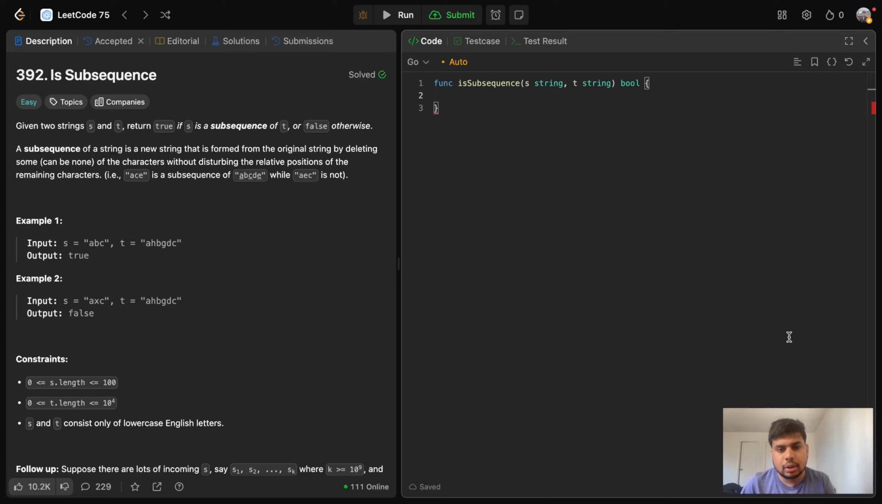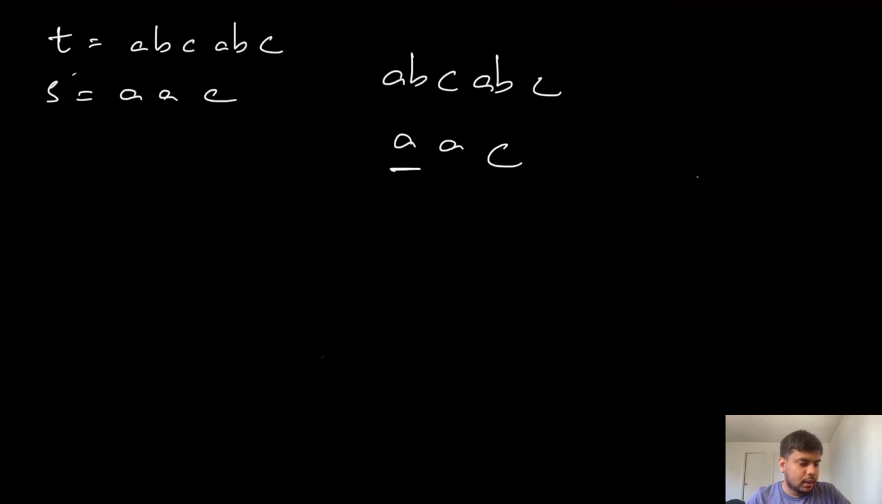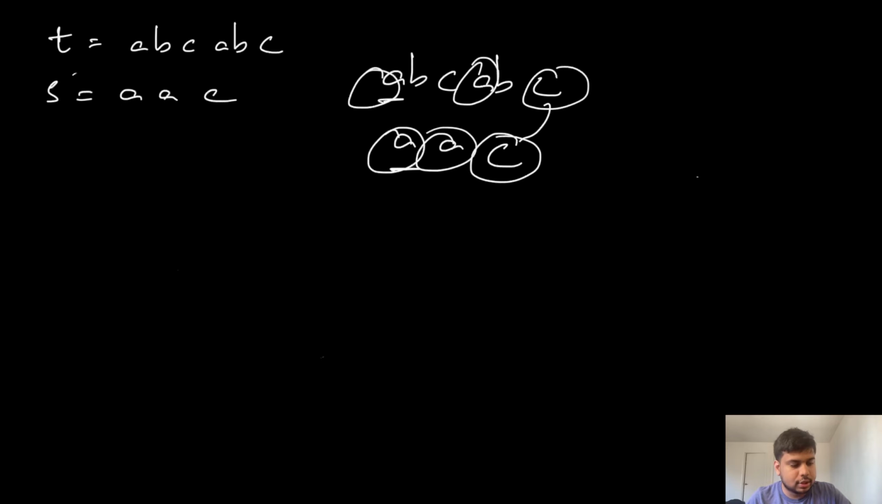So let's go back to the drawing board and understand the example. Here in the example you have s and t. Let's check if s is a subsequence of t or not. We have the example ABC and AAC. A and A match, then this second A and this A match, and this C and this C match. So we can tell it's a subsequence.